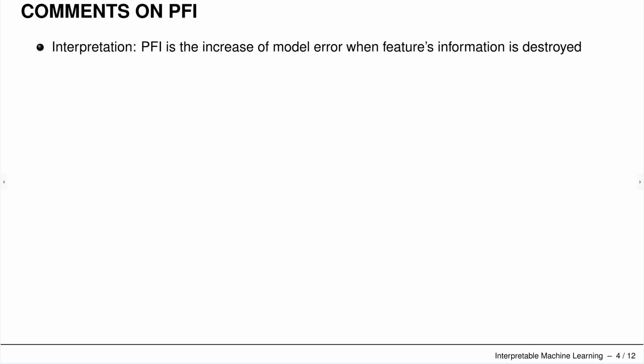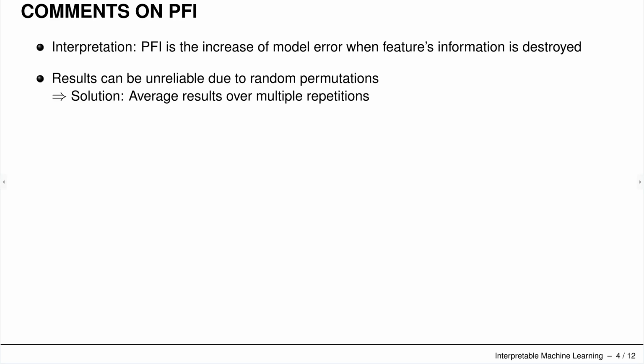So some comments on PFI. The interpretation is that the PFI is the increase of model error when a feature's information is destroyed. But results can be unreliable due to random permutations. The solution here is to average over multiple repetitions, which also gives us the advantage that we can, for example, plot error bars and see the variation.